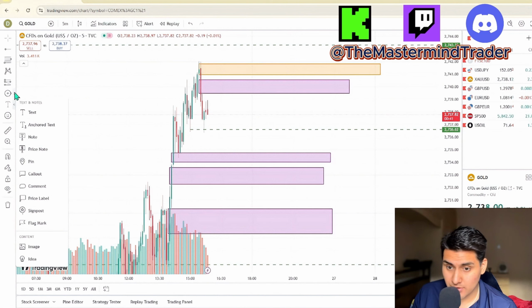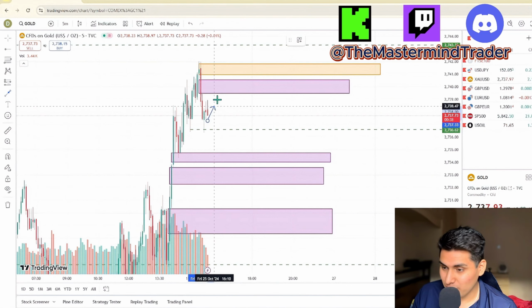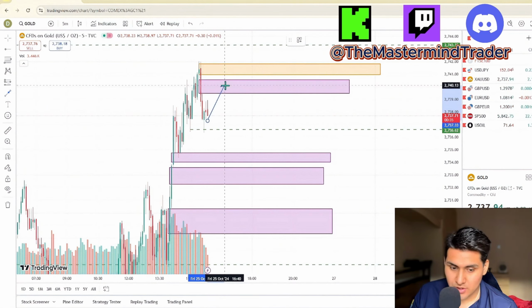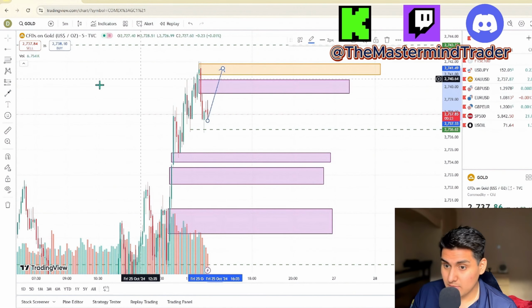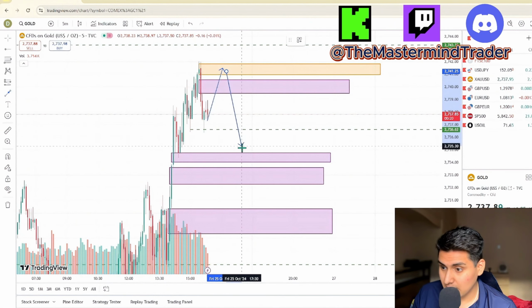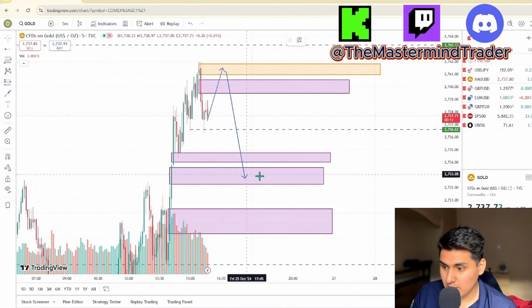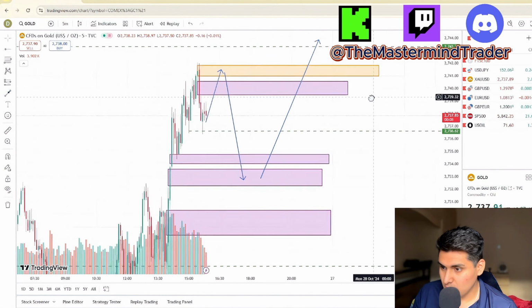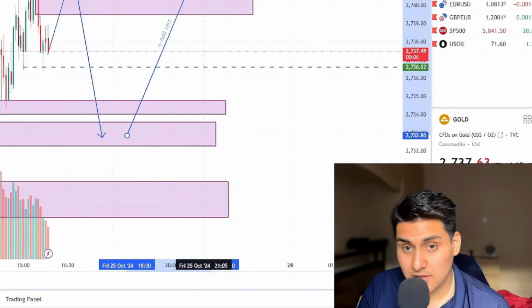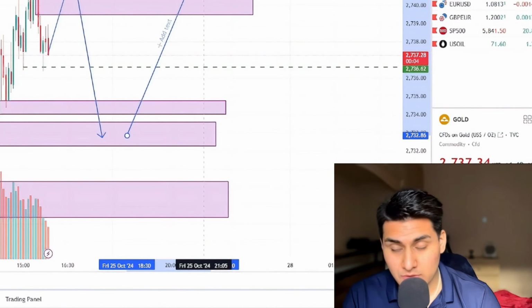Probably, do not quote me on this, but probably next week the price of gold could be pushing higher. Or to be honest, probably in the next 2 hours we could see the price get pushed higher, either to this fair value gap or to this order block, and then perhaps get rejected and come down to one of these fair value gaps here, get rejected, and then perhaps push higher. So that is essentially what perhaps could happen. Again, I am not saying that's what's going to happen.